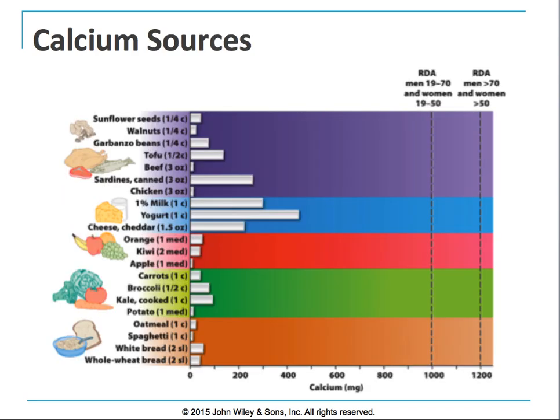And different sources of calcium, you'll see dairy sources are pretty high. Also sardines, tofu, and some green vegetables where you're going to find the most.